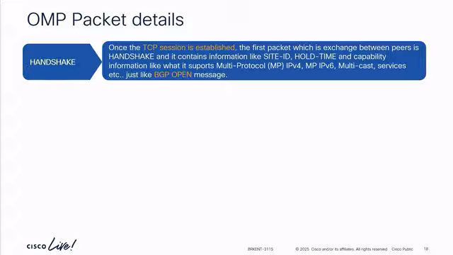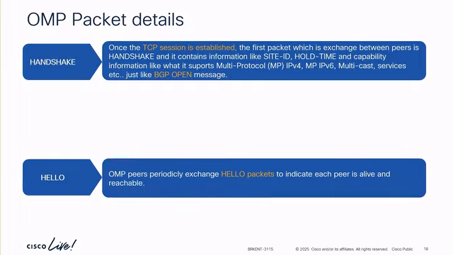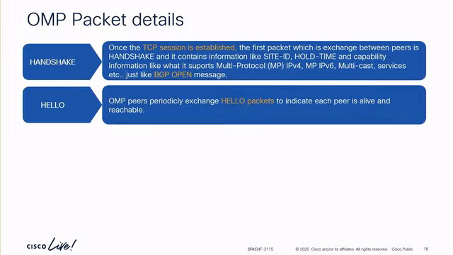So once the TCP session is established, the first packet which is exchanged is the handshake packet that contains information about site ID, hold time timer, and what capabilities the particular WAN edge device can support. Once the handshake packet is exchanged and the peering is established, then we exchange hello packets. These are just a keepalive mechanism to see if the remote peer is alive or not.